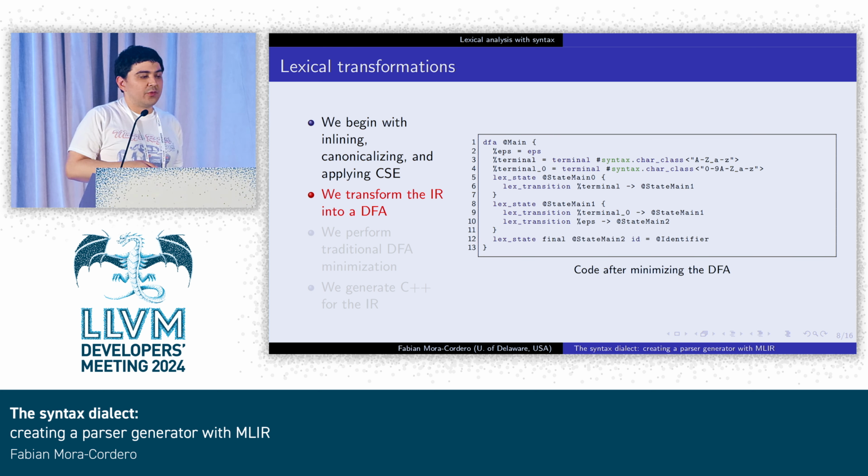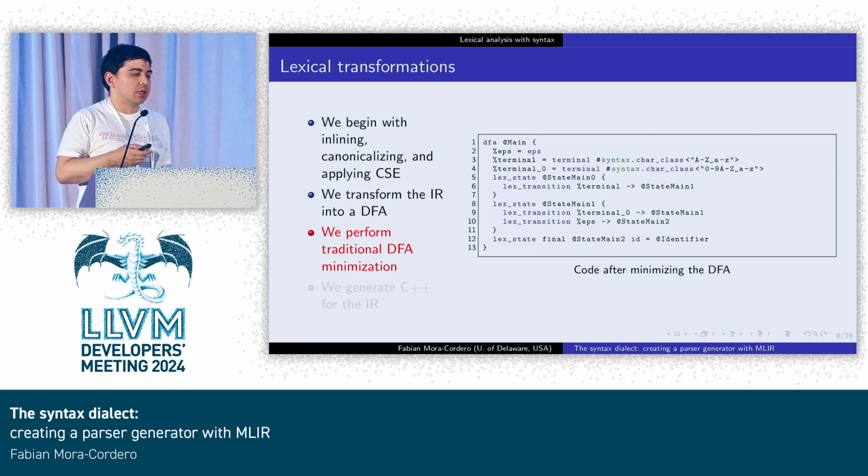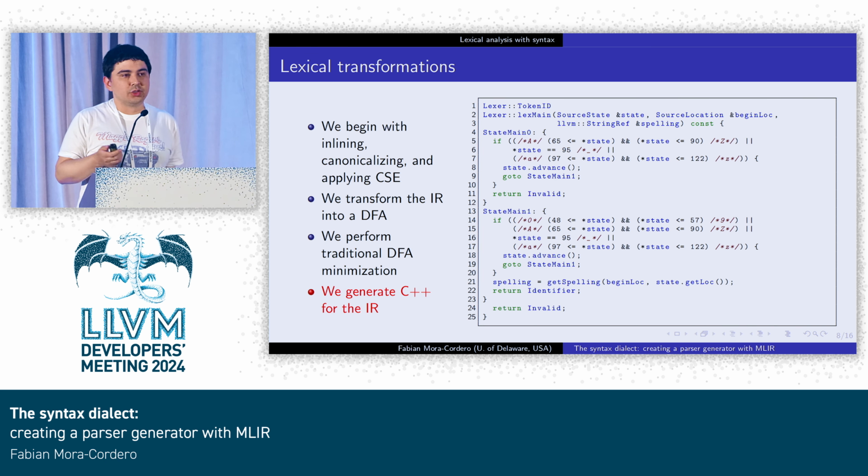Then we start transforming the IR into a DFA. In this case, the DFA is not minimal, but it already has all the elements to create the lexer. So you have your states and your transitions. Then we perform traditional DFA minimization, which we can finally use to generate C++.